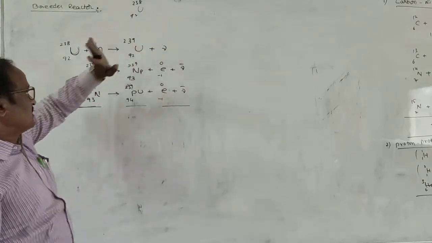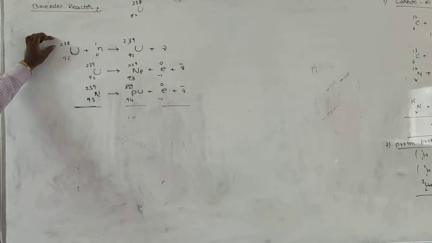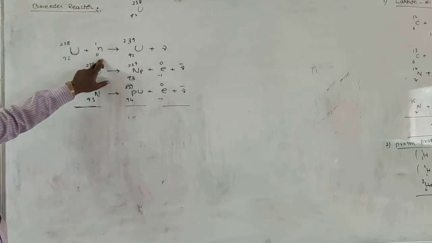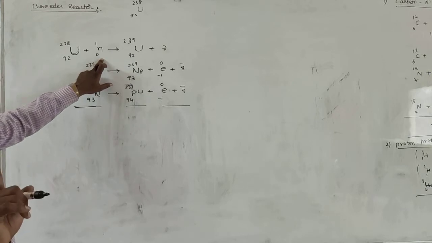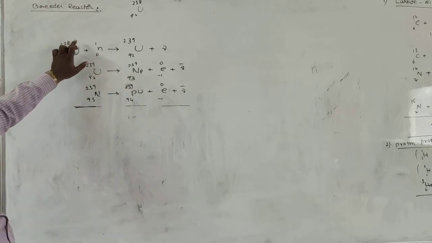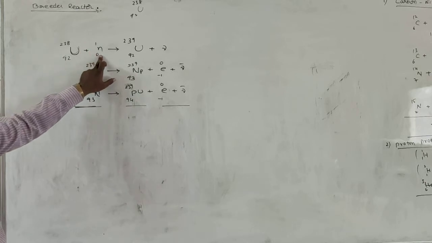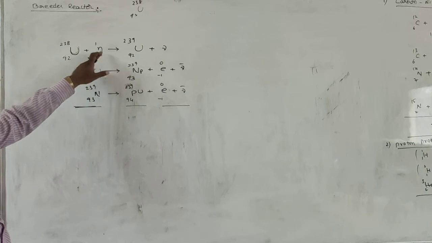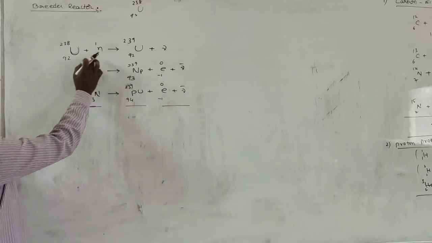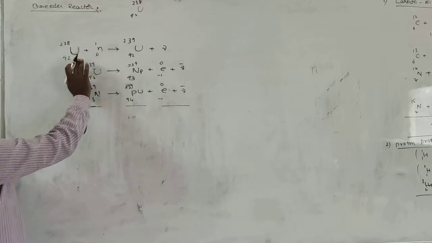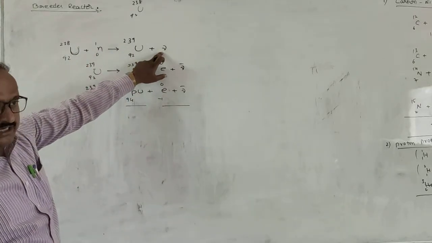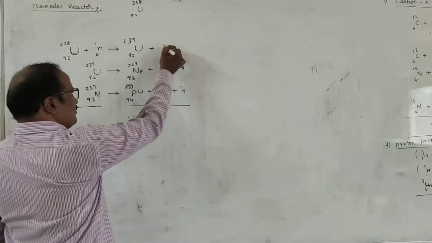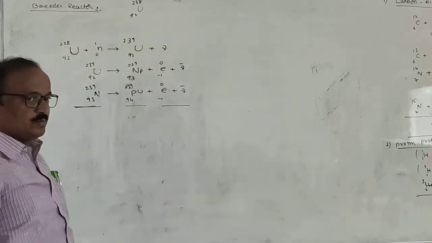How? Say here, uranium-238 is bombarded with a neutron, a fast moving neutron. Remember this thing. For the fission of uranium-238, we need a neutron having higher energy or higher velocity. So, a fast moving neutron is bombarded with uranium-238, it will convert into uranium-239 and also emits a neutrino. Here nu is equal to neutrino.